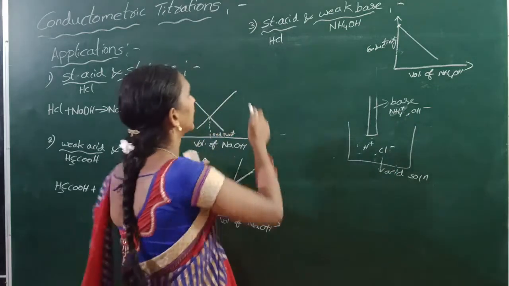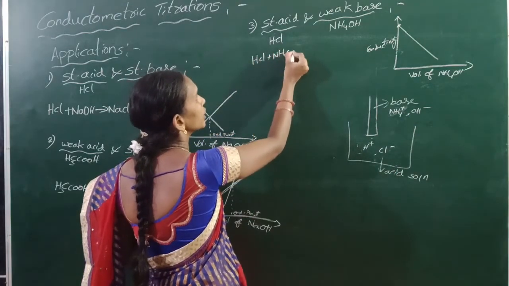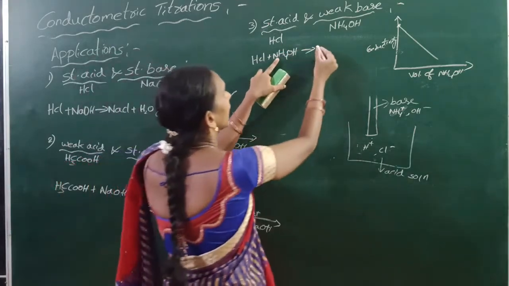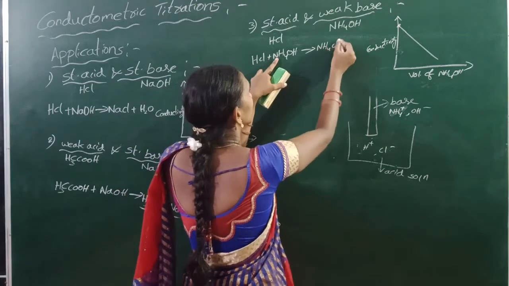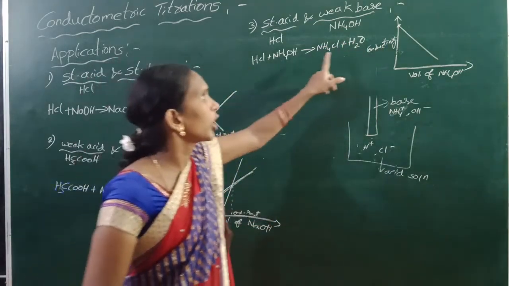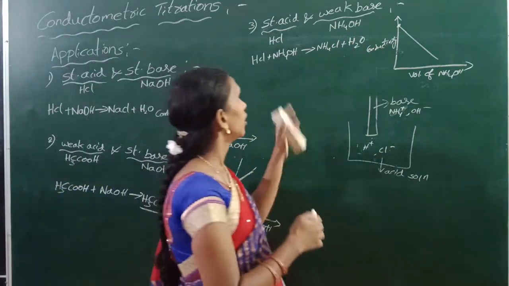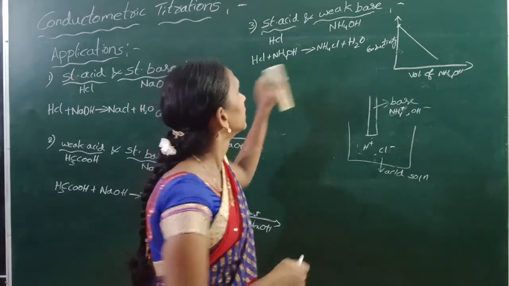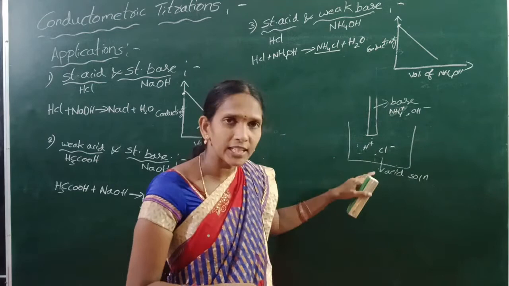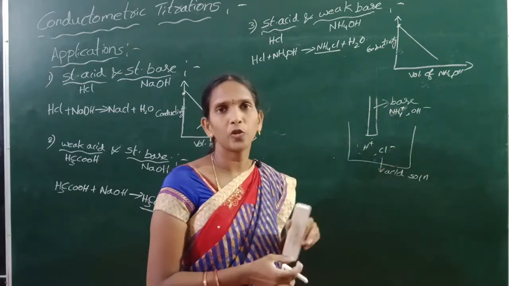That means HCl plus NH4OH will give rise to NH4Cl plus water. Ammonium chloride and water are formed. On complete neutralization, that means all H+ ions are replaced by NH4+ ions.